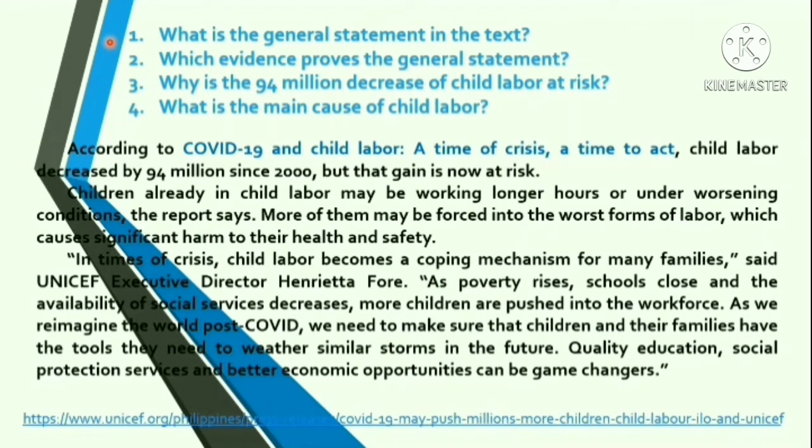Here is now the final activity. Are you still there? Good. Before we read the text, here are the guide questions. Number 1. What is the general statement in the text? Number 2. Which evidence proves the general statement? Number 3. Why is the 94 million decrease of child labor at risk? And number 4. What is the main cause of child labor?